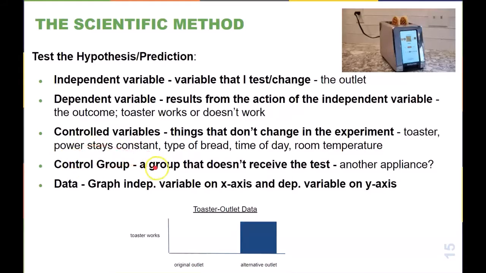The control group is a group that doesn't receive the test, so other appliances in the room maybe. I don't know. We really don't have a control group for this experiment, and sometimes you don't.